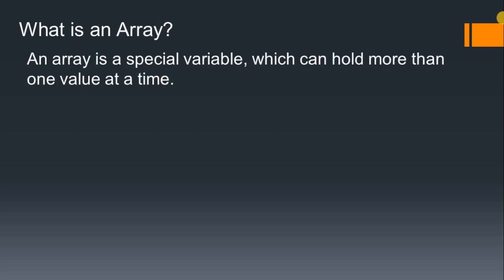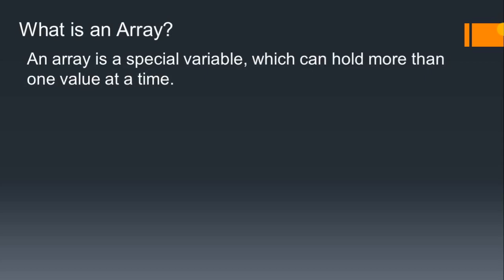List, tuple, whatever we have seen, is for storing multiple values. So here you can observe an array is a special variable which can hold more than one value at a time. For example, in a list we have seen more than one value at a time, in tuples also, in dictionary also. So in an array we have more than one value.